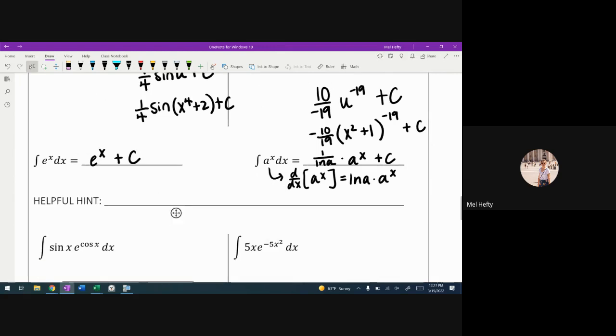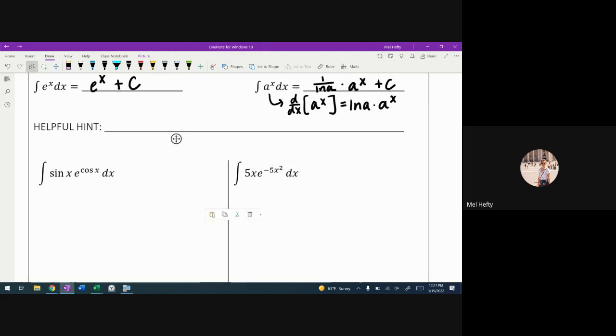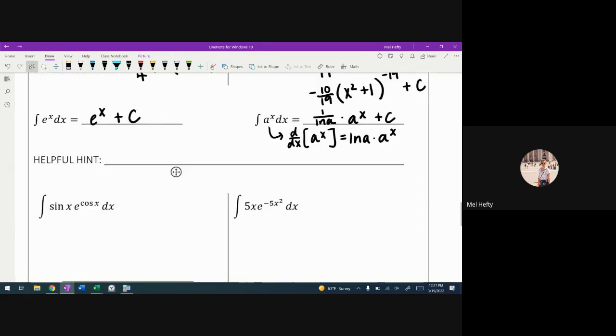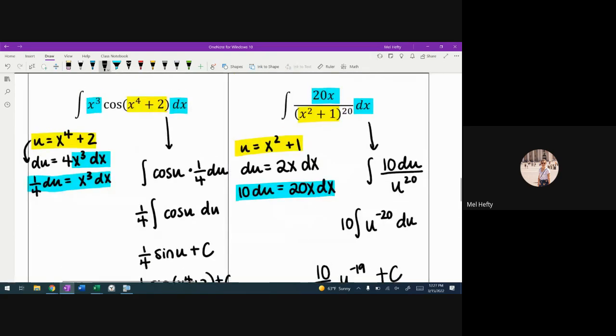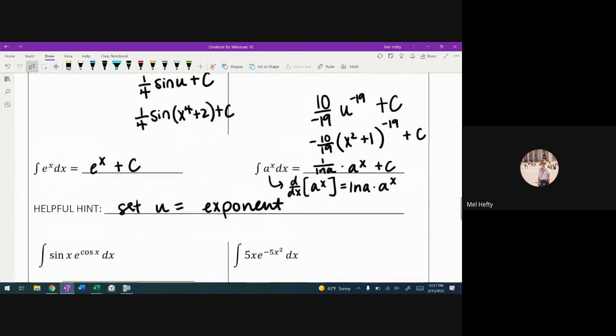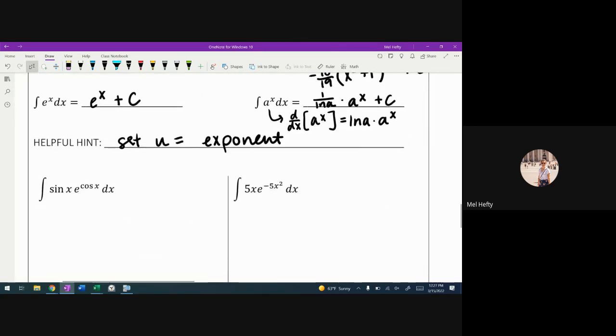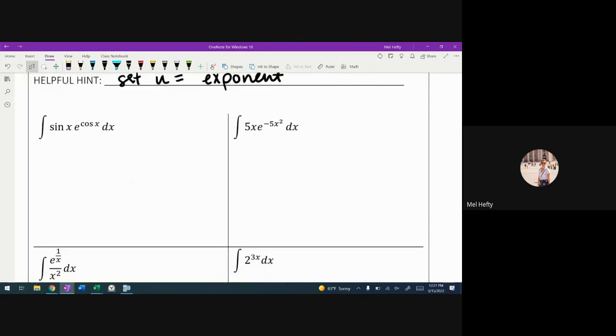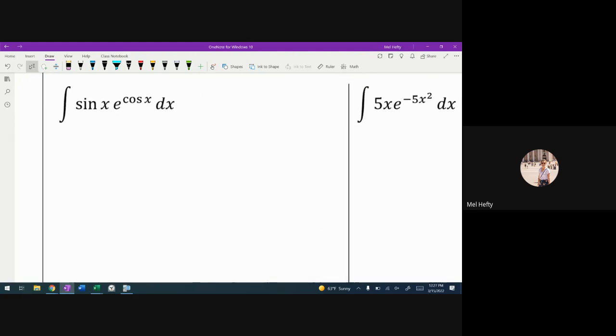All right, now when we're looking for inside functions and we're doing U-substitution, a general helpful hint is to set u equal to our exponent. Sorry, I can't spell and talk at the same time. So just like with our trig functions where cosine x is turned into cosine of something else, e to the x is usually going to turn into e to the something else. And that something else is going to be what we want to set equal to u.